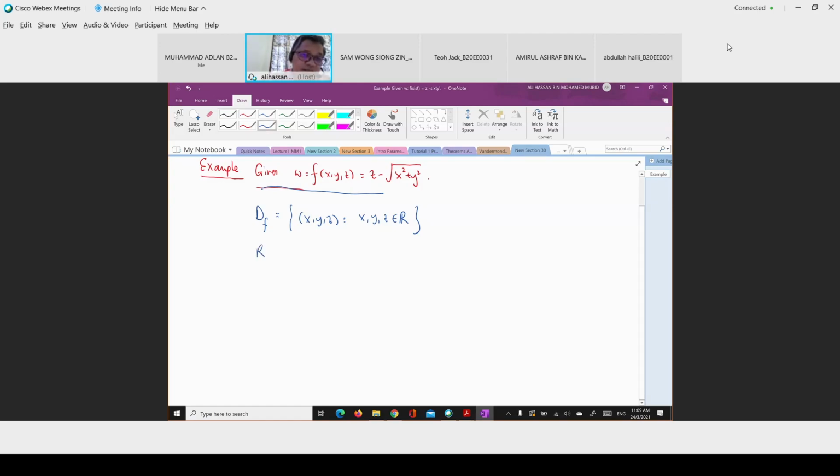Okay, what about the range? Real numbers, yes, isn't it? The range can take any real number. W here can take any real numbers, because z here can take any real numbers. So similarly, w here can also take any real numbers. So the range is the whole real number system.